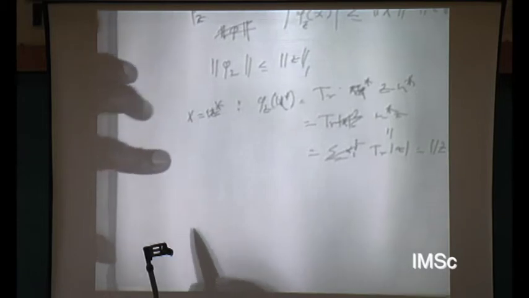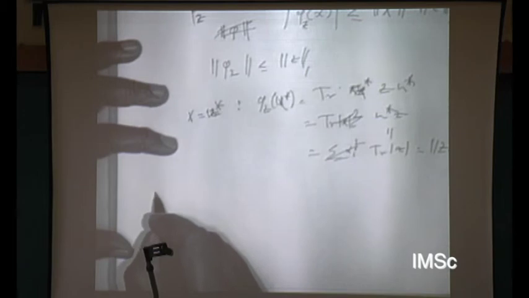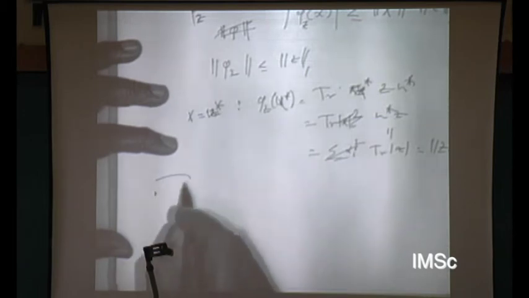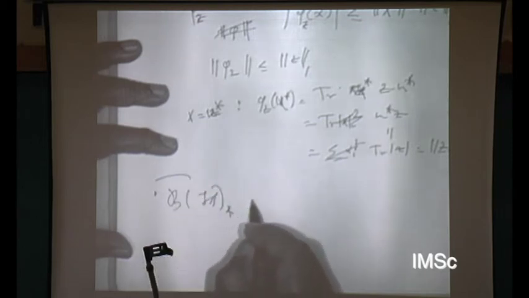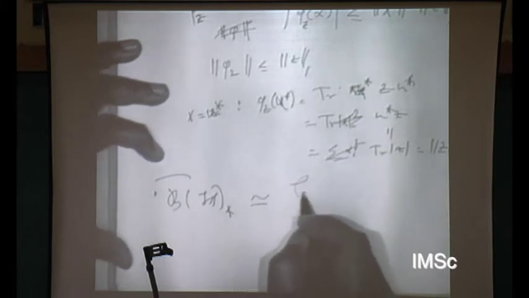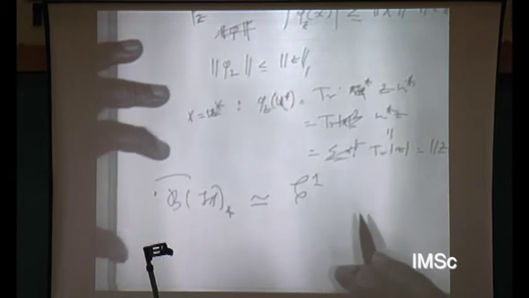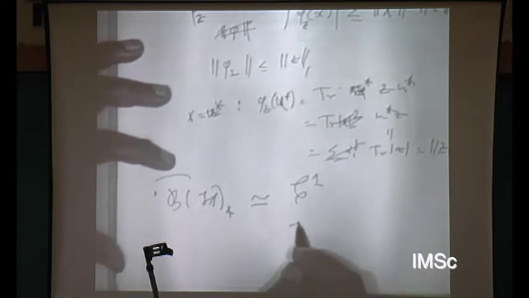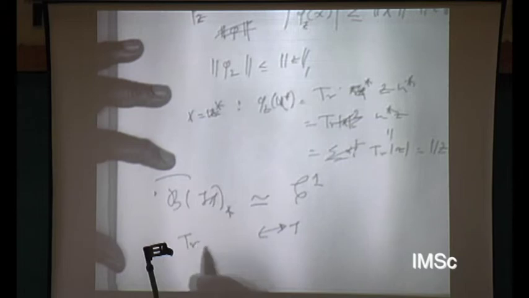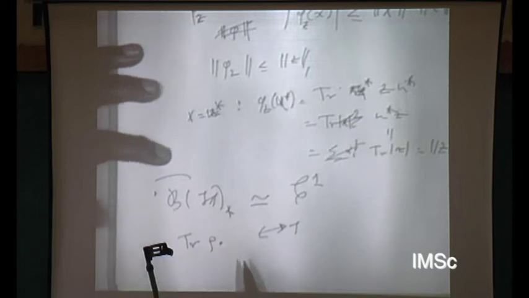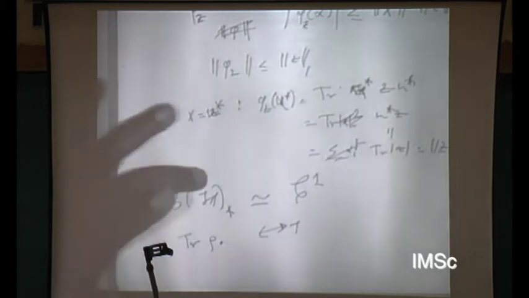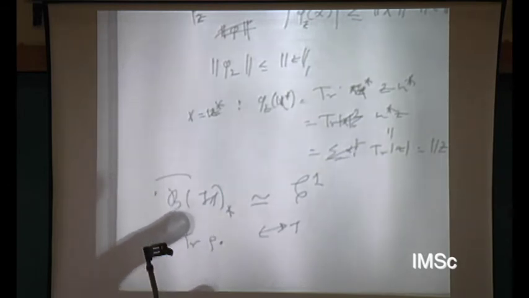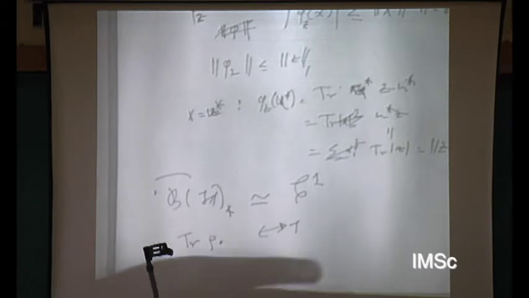And so finally the conclusion is that B of H lower star is identifiable with trace class operators, with a rho corresponding to the functional trace of rho times x. That is the functional.